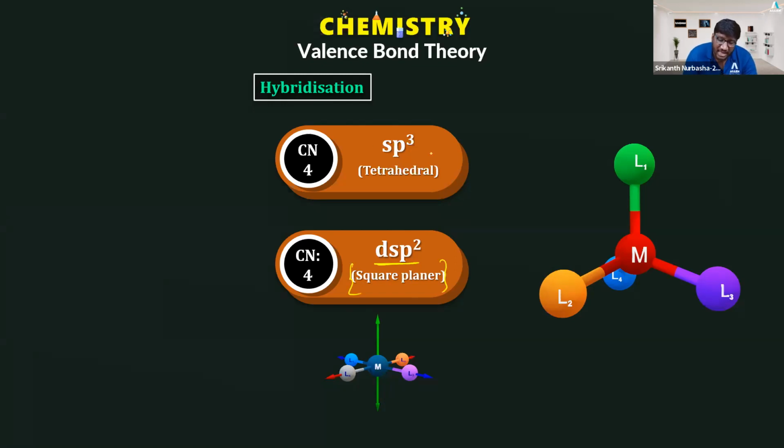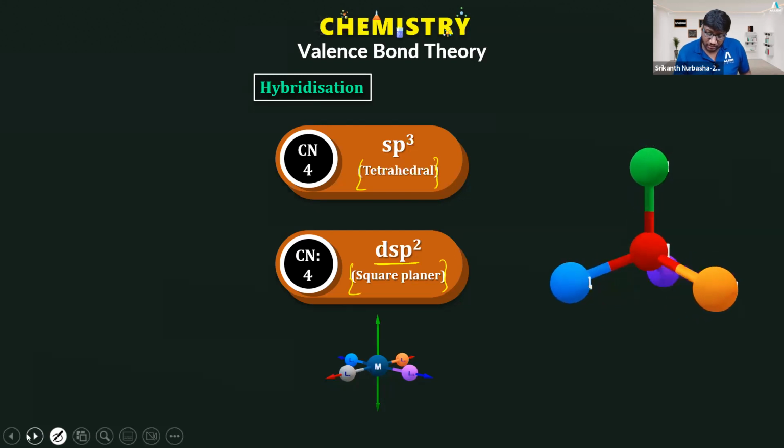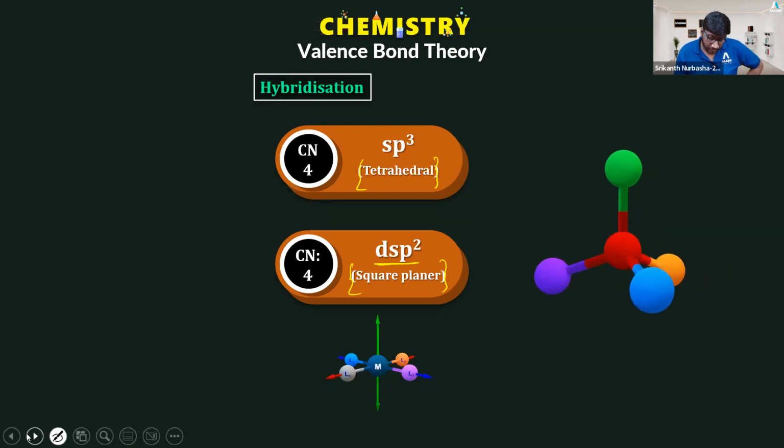If sp3 is the hybridization, inner d orbitals are not used. So we generally have weak field ligands, and in that case you have tetrahedral. Tetrahedral means, if my wrist is an atom, you can have the figure here: 1 bond above, and 3 bonds like this. This is your tetrahedron. Understood how the shape of a tetrahedron would be?